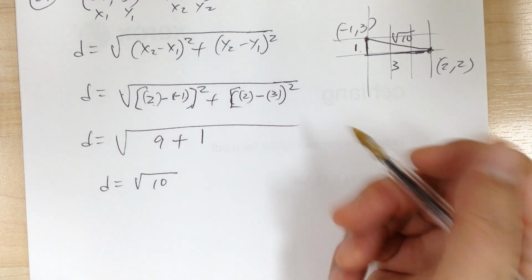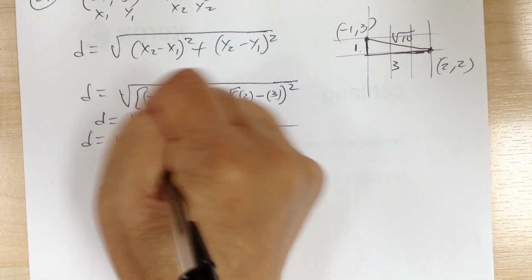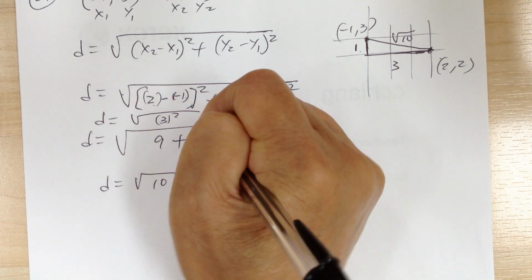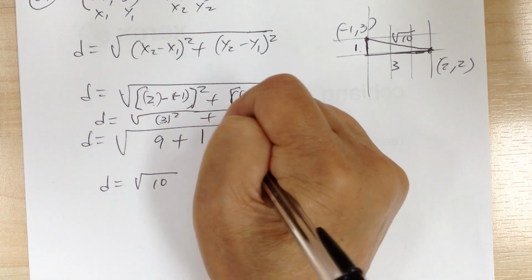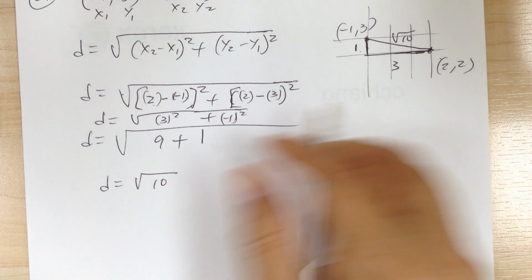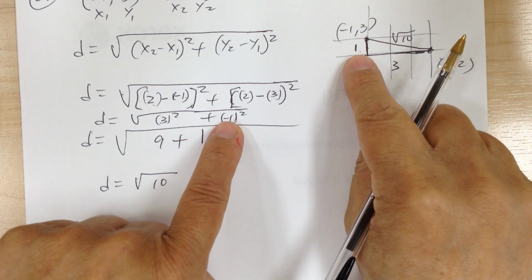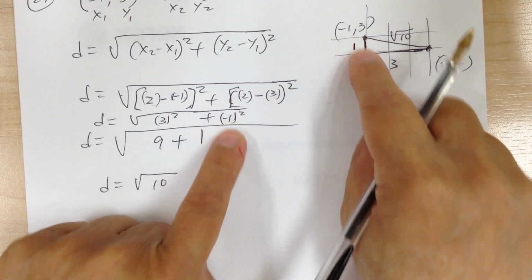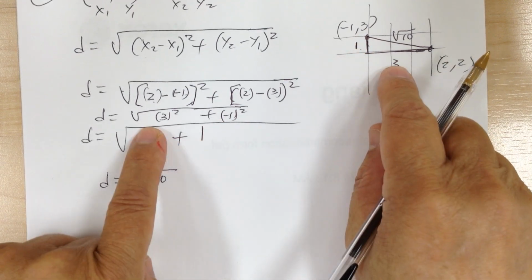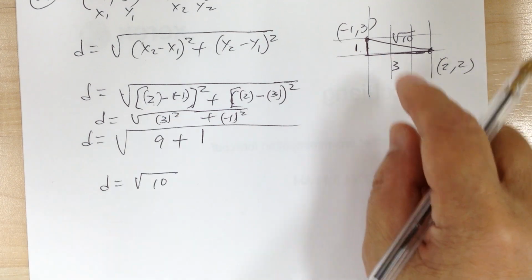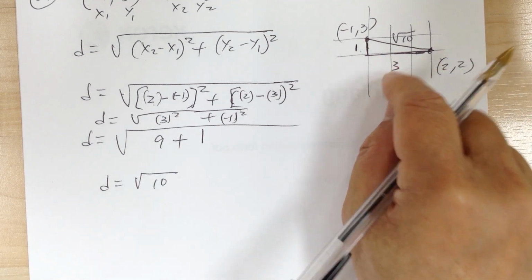I actually skipped one step over here. If you insert that, this becomes 3 squared plus negative 1 squared. The reason this is negative is because it's going down. Negative is going down, right? So you can see the 1 and the 3. So if you know how to use the graph, it's much quicker.